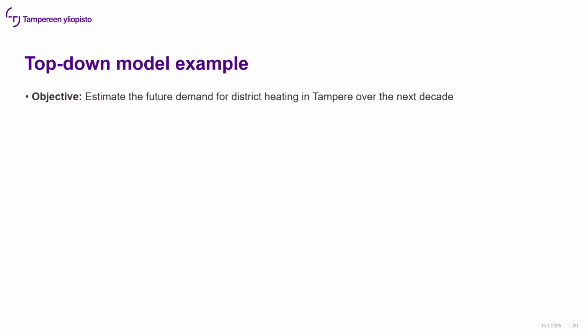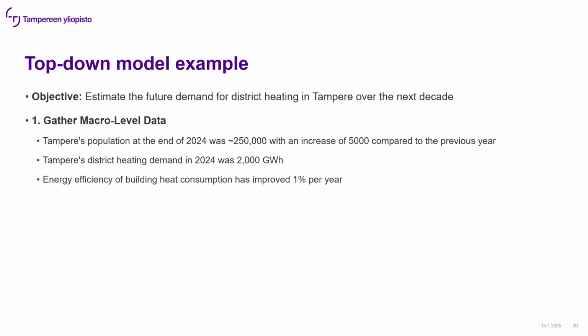So estimate the future demand for district heating in Tampere. So we're not talking about national level. Rather, we're talking about city level or region level. But it's not an individual power plant. We're not going into those specific details of a heating plant, rather. So gathering the macro level data, we have to decide what we want to include in there. So for example, population growth. We have to have some kind of an estimation for that. And you have sub-models for these. I just pulled it out of my sleeve.